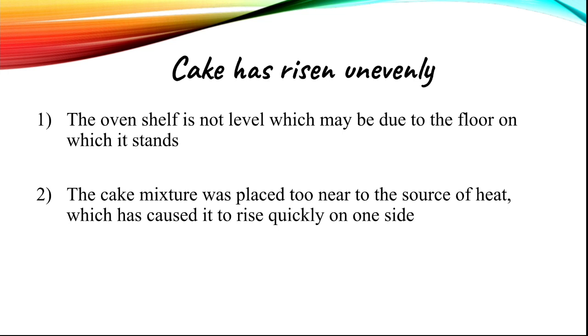Now let's say that the cake has risen unevenly. It could be because the oven shelf was not level, which may be due to the floor on which it stands, or it could be that the cake mixture was placed too near to the source of heat, which would in turn cause it to rise quickly on one side and not so quickly on the other side.